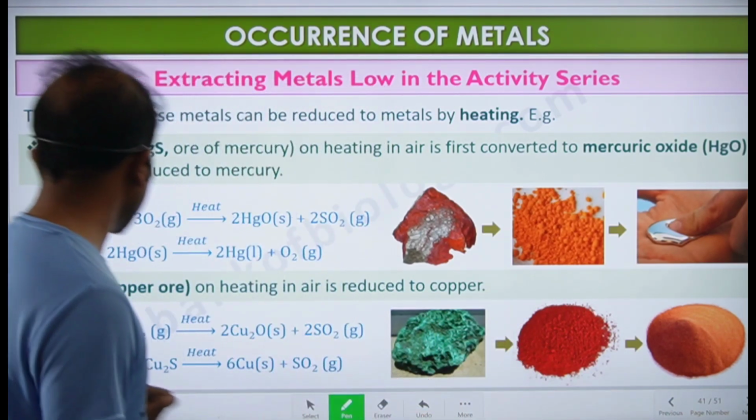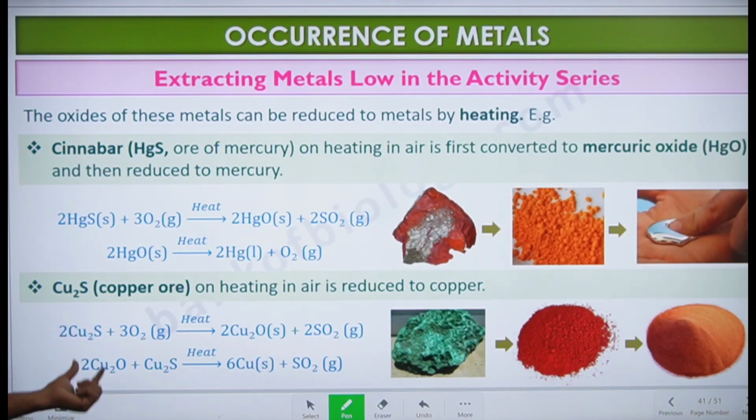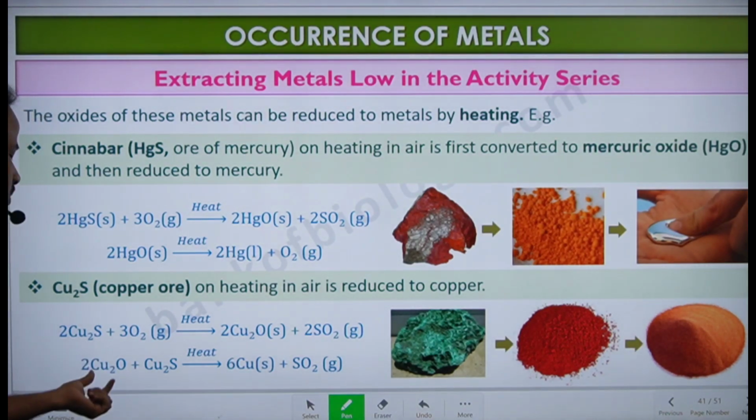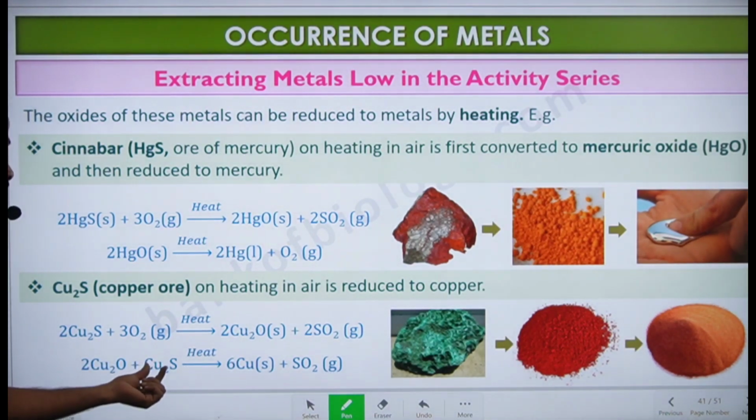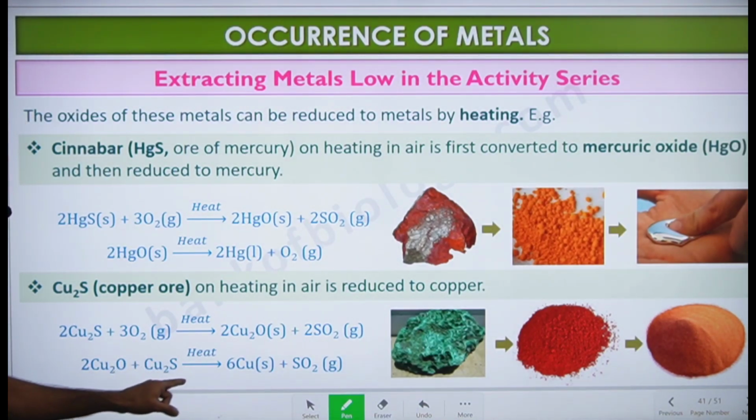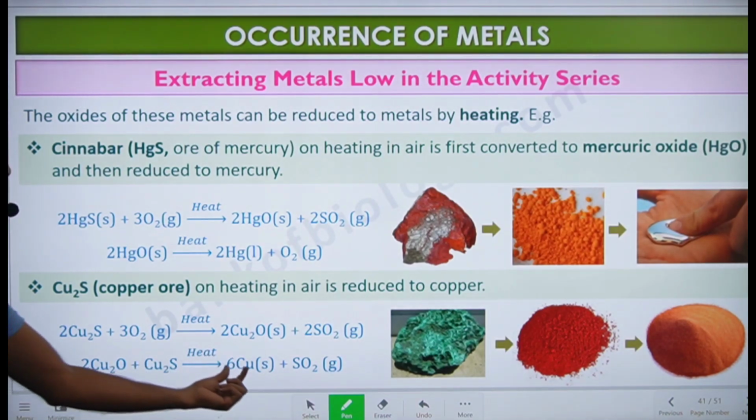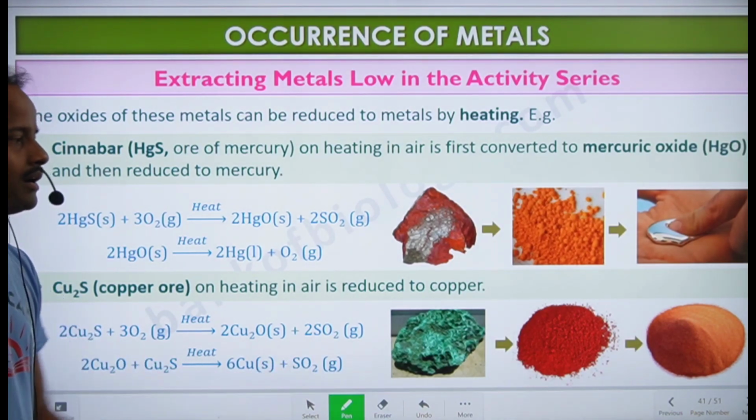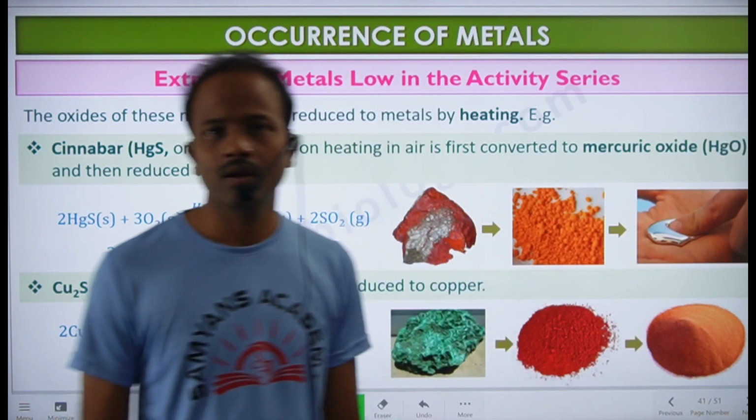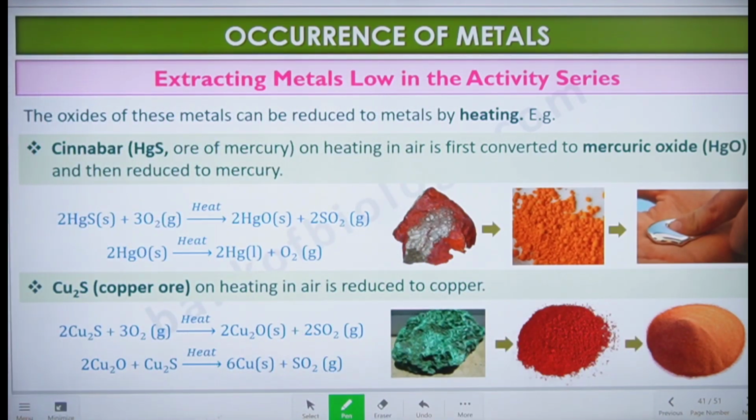Okay, in the second step we are doing the reduction, which means you have to remove the oxygen from that metal oxide, copper oxide. To remove this oxygen, we take some more copper sulfide. On heating, this copper oxide and copper sulfide react with each other and form 6 moles of copper and liberate sulfur dioxide gas. So finally we will get the pure copper here.